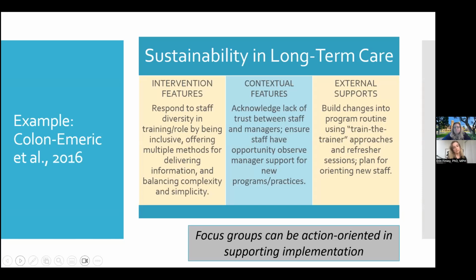They found in terms of contextual features that it was really important to acknowledge there wasn't always a lot of trust between staff and managers in these settings. And so adopting methods that would be supportive of trust in the implementation was going to be helpful. They also suggested that there's a lot of staff turnover in these settings. So it was important to build changes into the program routine using trainer approaches and refresher sessions, and to really assume that there was going to need to be ongoing training and orientation for new staff as well.